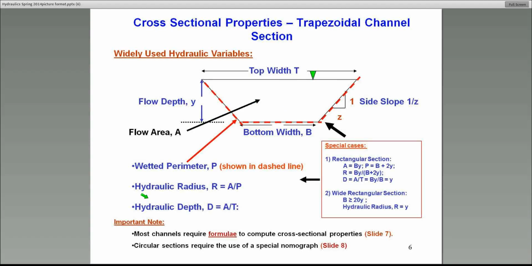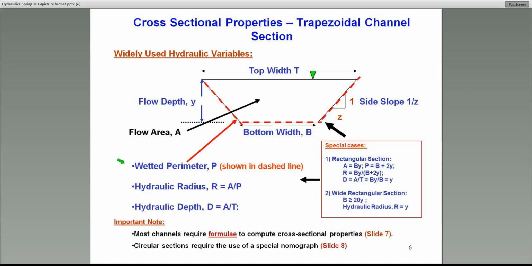Here's a graphic of a typical cross-section in open channel systems, in this case a trapezoidal section. Some of the important hydraulic variables that you need to get familiar with in the case of an open channel cross-section are, of course, the bottom width B, the flow area A, the flow depth, and the side slope, which is specified as Z horizontal to 1 vertical. And of course, there are a couple of others based on these parameters.